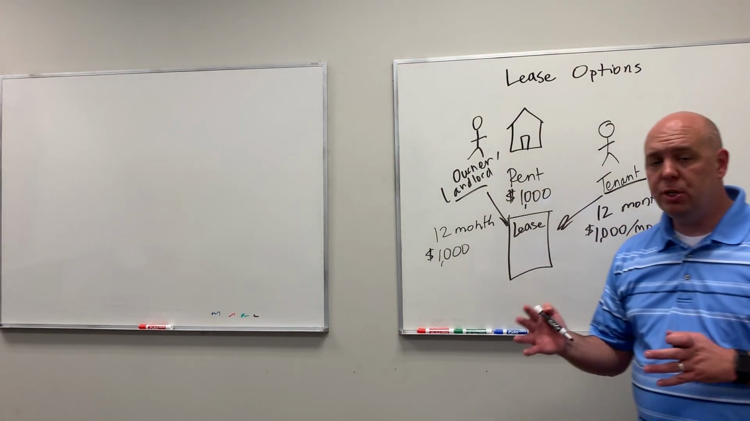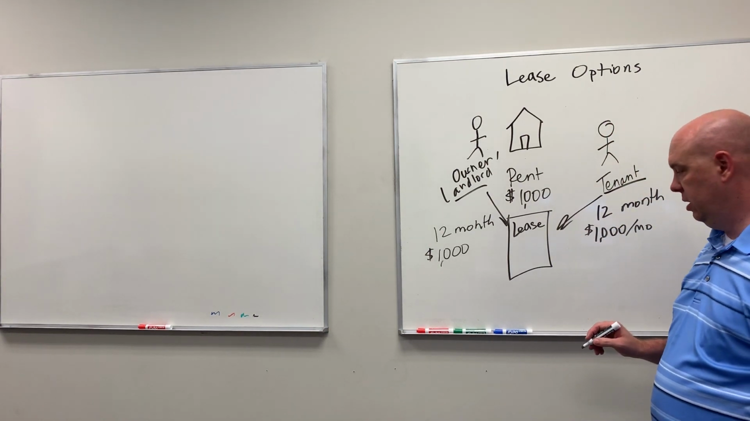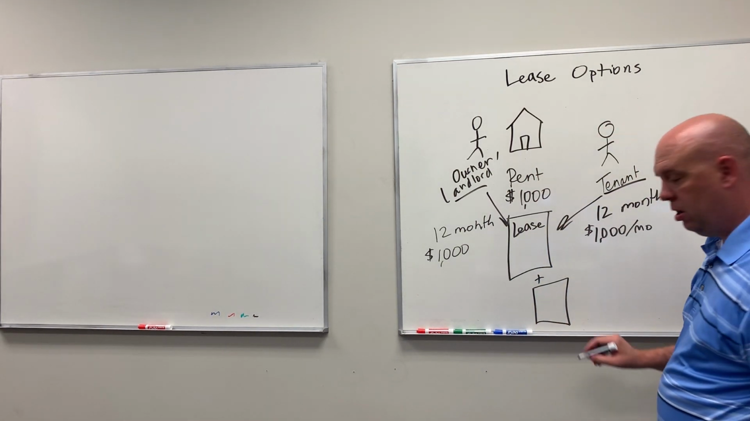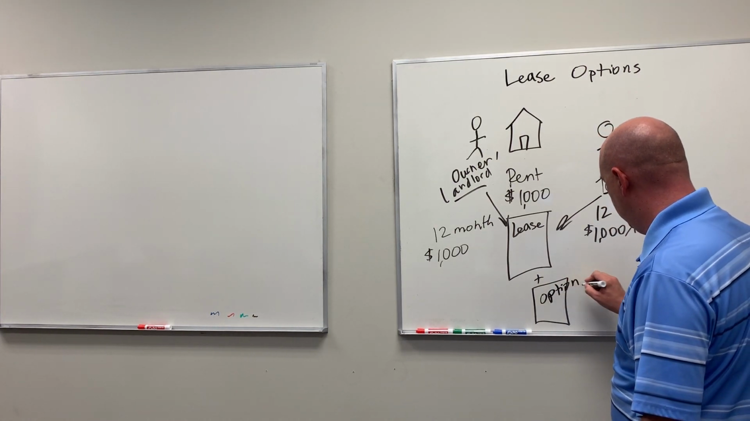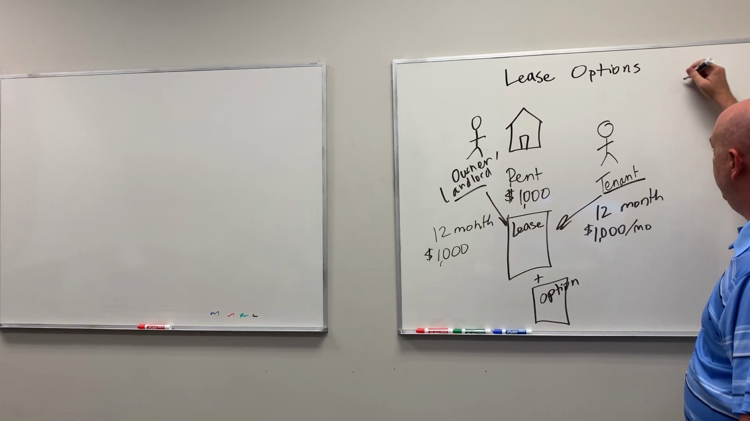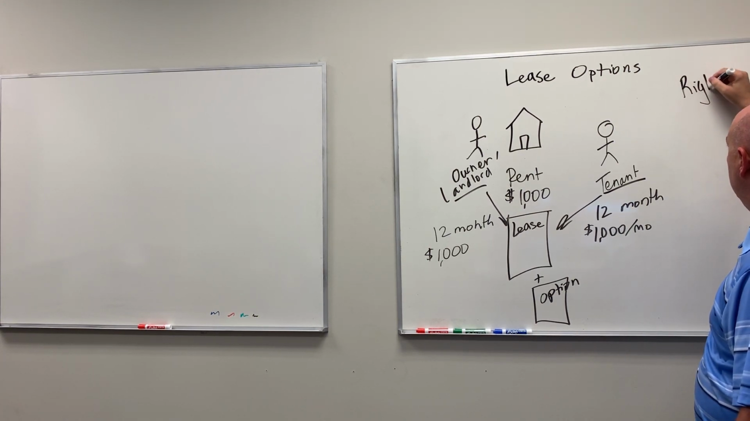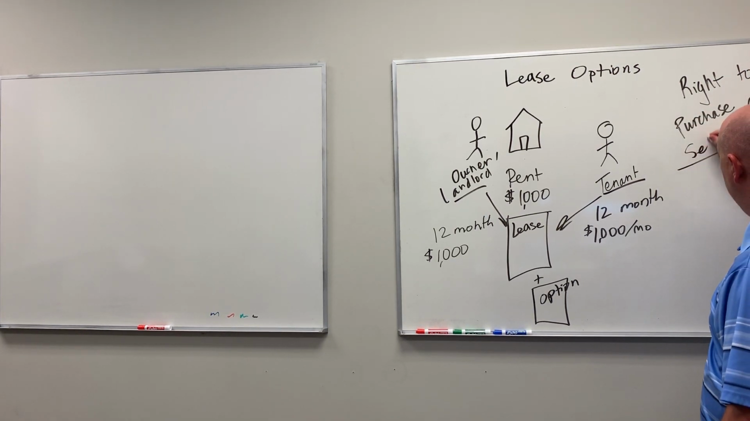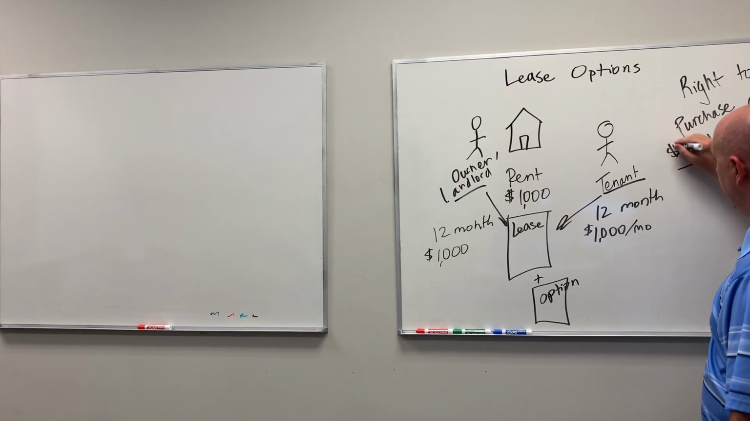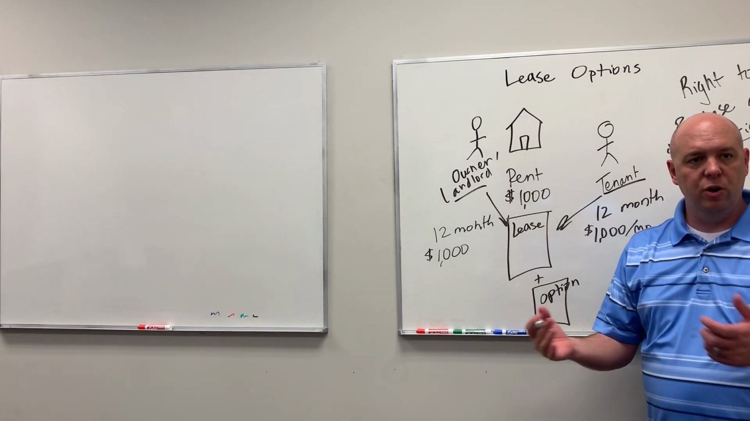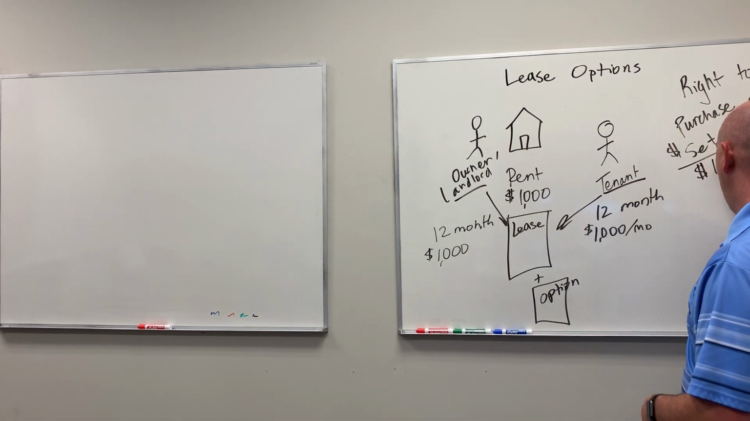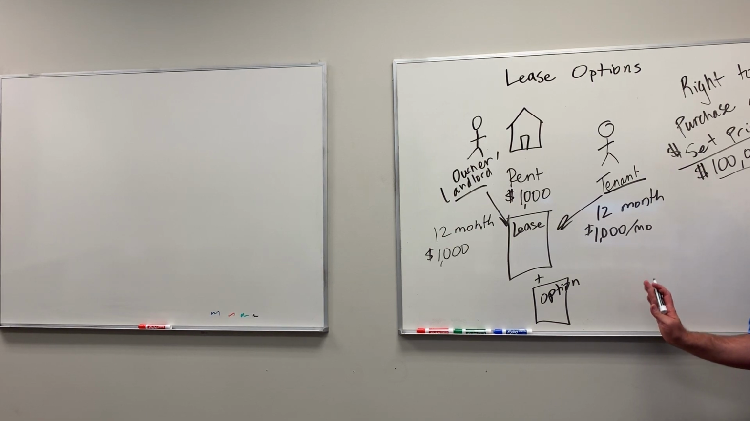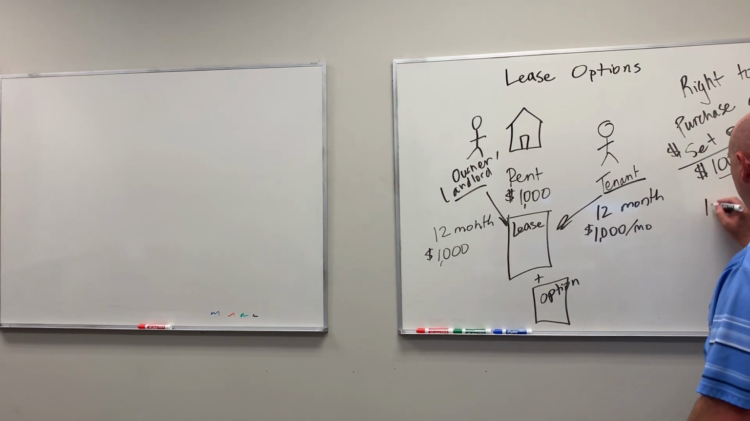So for a lease option, you're going to add one more document to this. I'm sorry about my little drawing here, but this is basically an option agreement. An option gives the right to purchase the property at a set price, whatever that is negotiated at. Let's say in this case it's $100,000. So you can purchase this at $100,000. That's the set price, and the option has a time limit as well. Let's say in this case it's a 12-month option.